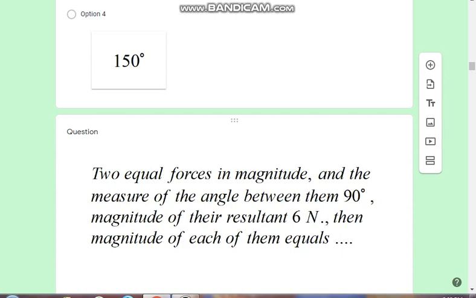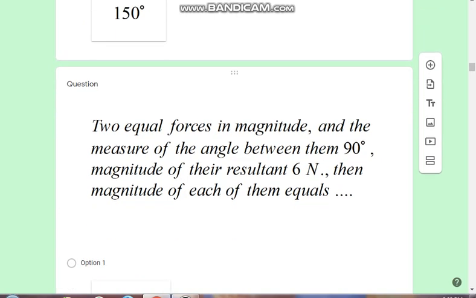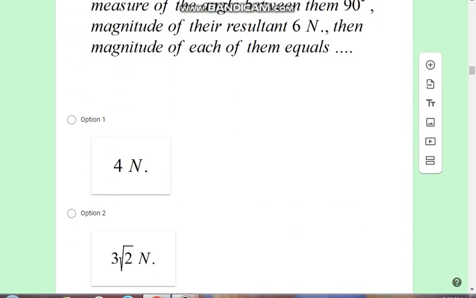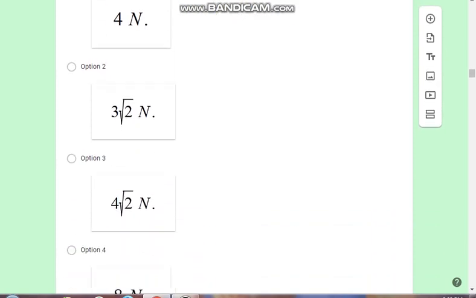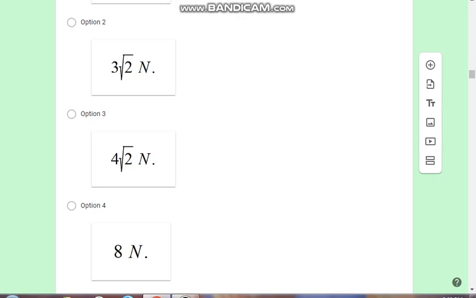The next: two equal forces in magnitude and the measure of the angle between them is 90 degrees. The magnitude of their resultant is 6 Newton. Then the magnitude of each of them equals 4 Newton, or 3 root 2 Newton, or 4 root 2 Newton, or 8 Newton.